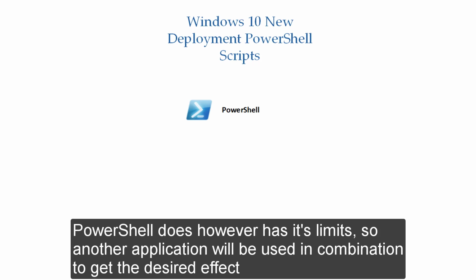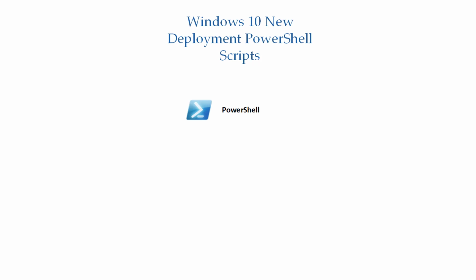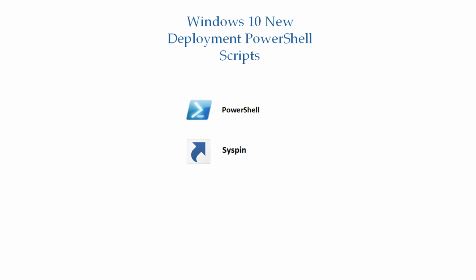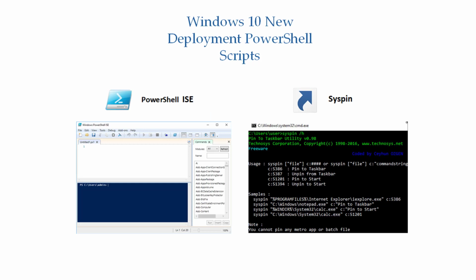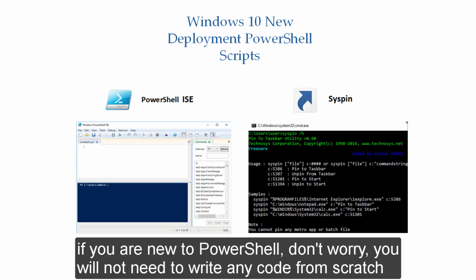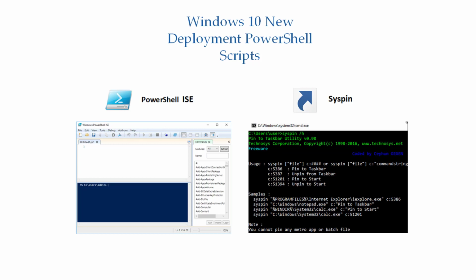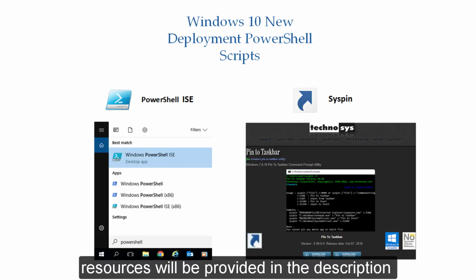PowerShell does, however, have its limits, so another application will be used in combination to get the desired effect. This third-party tool is called Syspin, a free program that will extend PowerShell's capability. If you are new to PowerShell, don't worry, you will not need to write any code from scratch. The examples in this tutorial are based on templates that only need to be updated. Resources will be provided in the description.